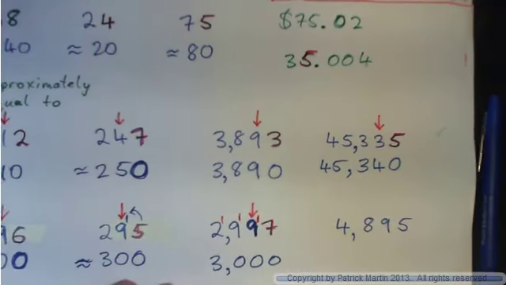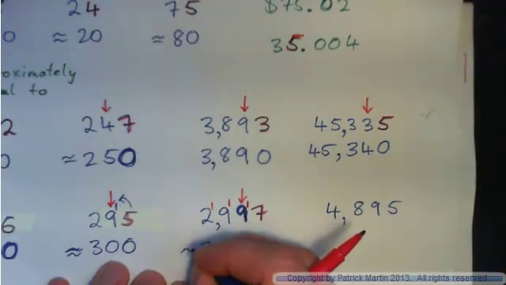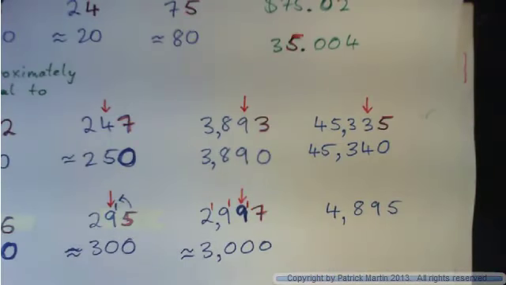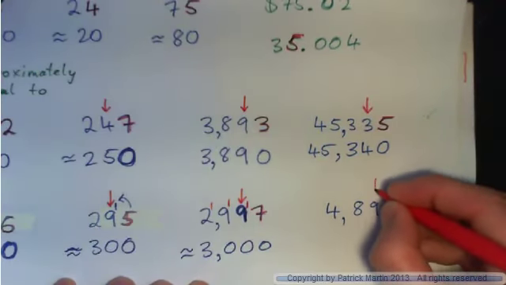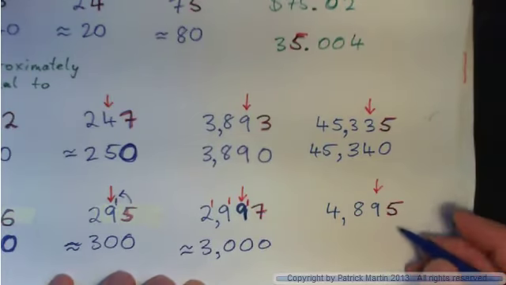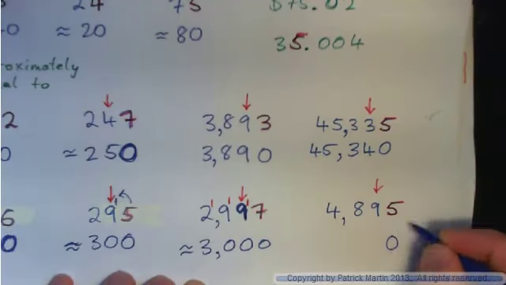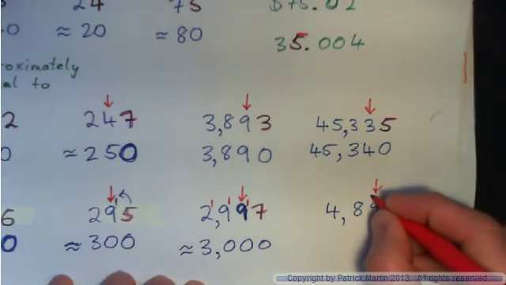Anyway. So let's see if you can do this one by yourself. Press pause if you need more time. I want you to do this one all by yourself. Round 4,895 to the nearest 10. Okay, I'm going to do it now. We've got a 5 in the unit spot. We want to round to this place here. So we end up with 0 here in the unit spot to make it into a 10 number. And we've got to add 1 to here.